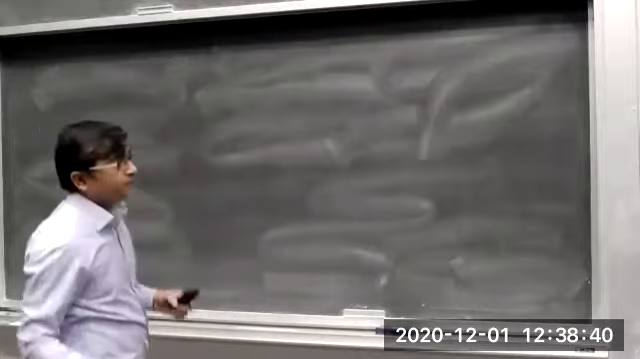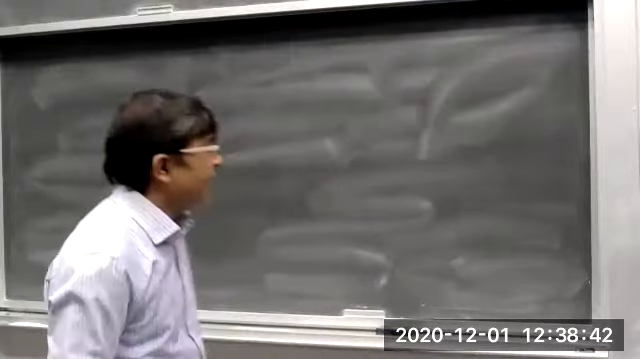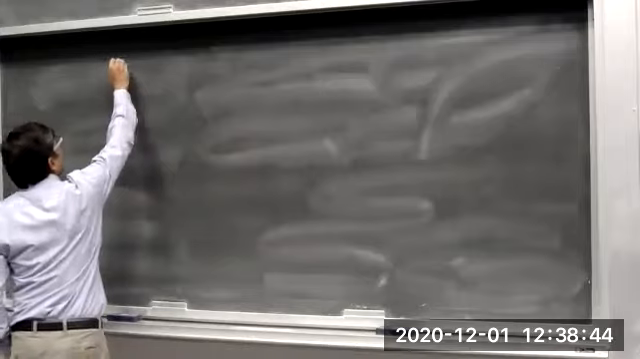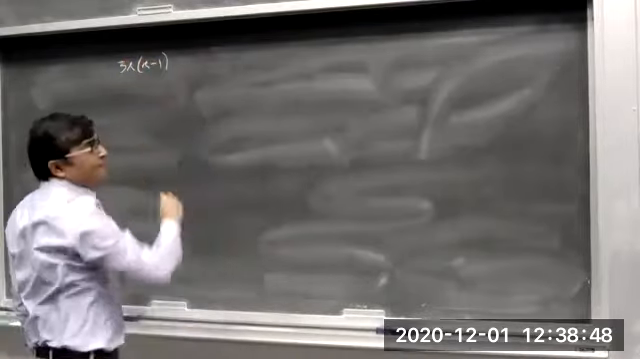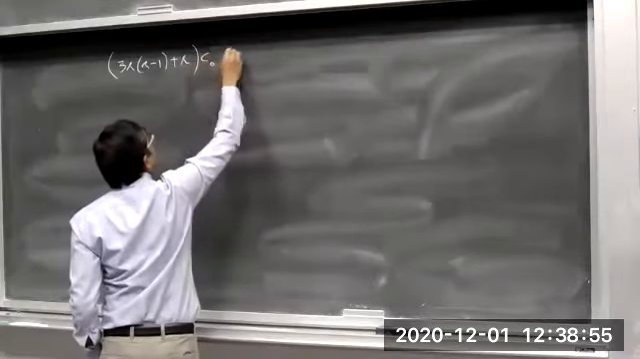What we obtain, if we compare the coefficients, we obtain 3r into r minus 1 plus r times c naught is equal to 0.